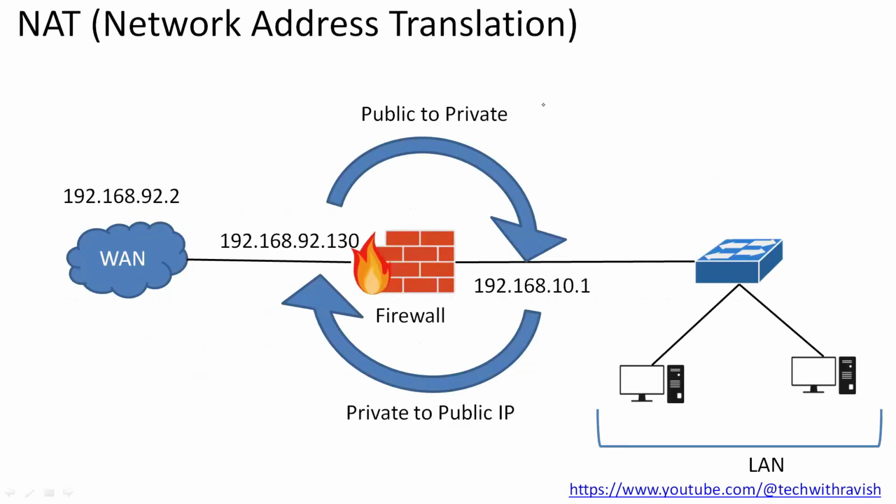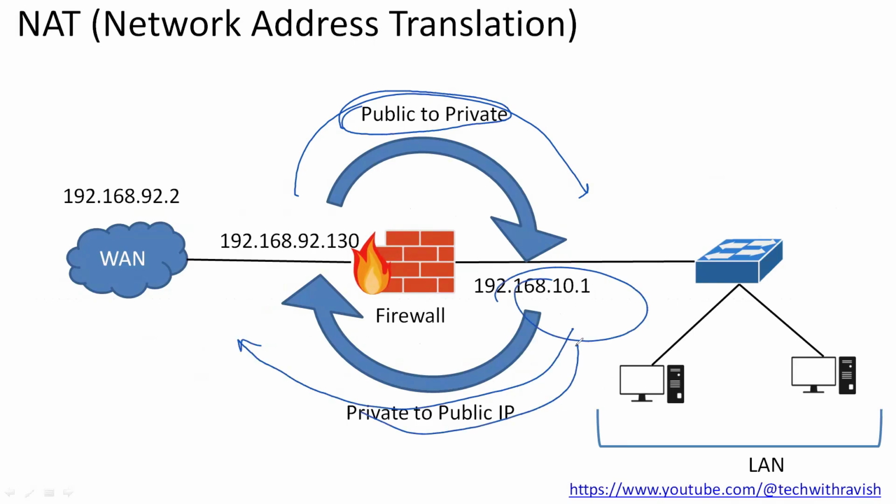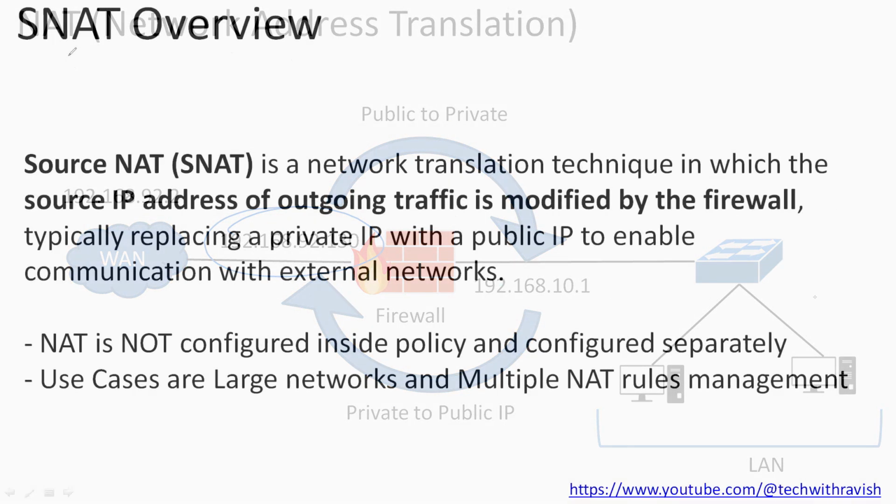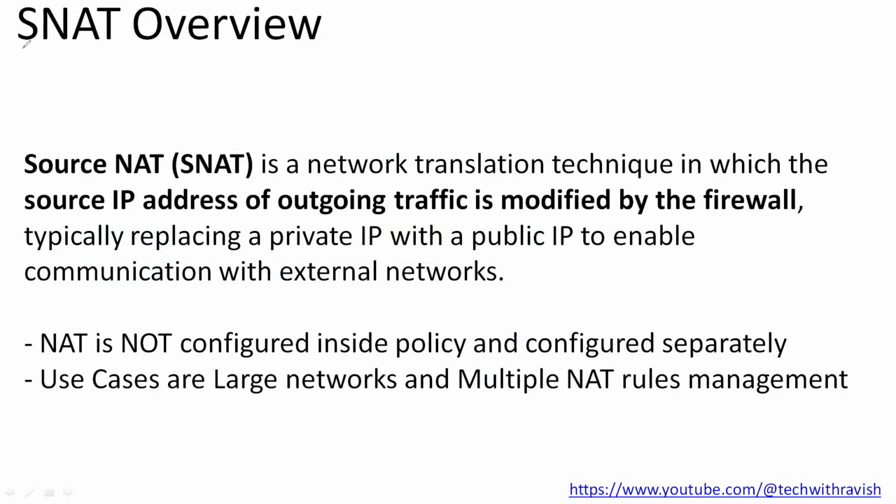Okay. Now, this is how it works. I told you that during the receiving of a packet from the wide area network, the public IP address will be translated to the private, and in the same way, when the traffic goes out, the private IP address will be converted to the public IP address. So on the internet, my IP address can be seen just like this. Okay. Let's talk about source network address translation.